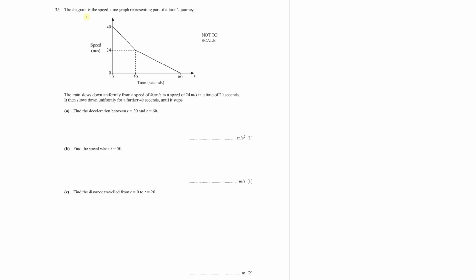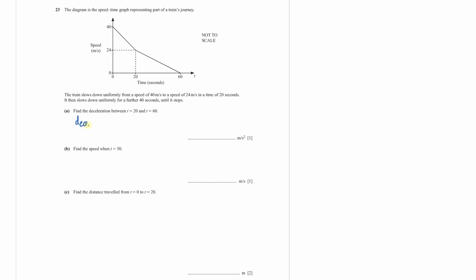Question 23 is the diagram is the speed time graph representing part of a train's journey. The train slows down uniformly from a speed of 40 meters per second to a speed of 24 in a time of 20 seconds. It then slows down uniformly for a further 40 seconds until it stops. So first part is find the deceleration between t equals to 20 and t equals to 60.